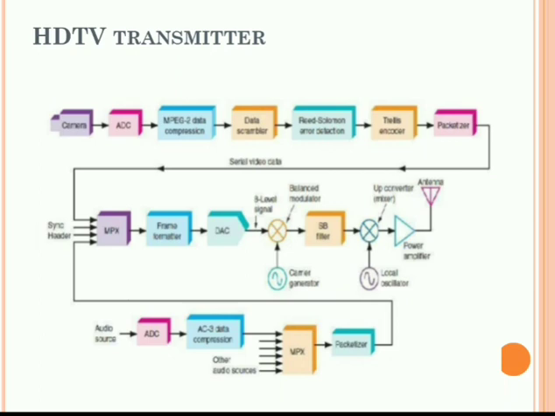In HDTV, the Reed Solomon encoder adds 20 parity bytes per block of data, which can provide correction for up to 10 bytes of error per block. The signal is next fed to a trellis encoder. This circuit further modifies the data to permit error correction at the receiver. Trellis encoding is widely used in modems also.